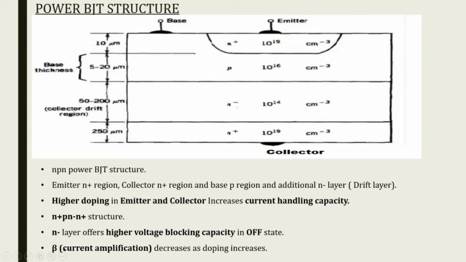And also that beta, the current amplification IC by IB, will decrease as the doping concentration increases. Here you can see this emitter is highly doped, collector is highly doped. So because of this, the beta current amplification factor will be reduced in the case of power BJT.